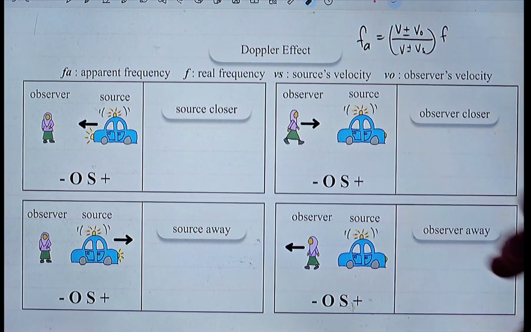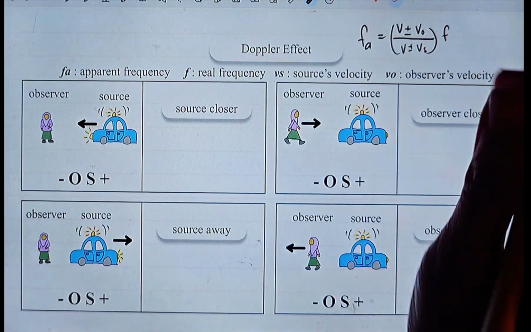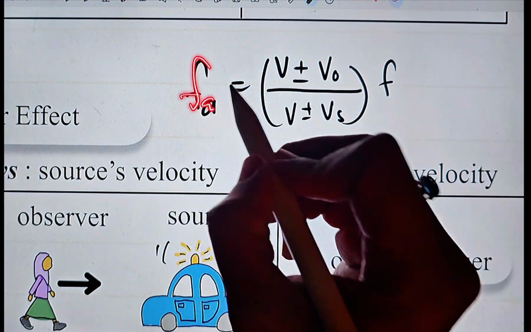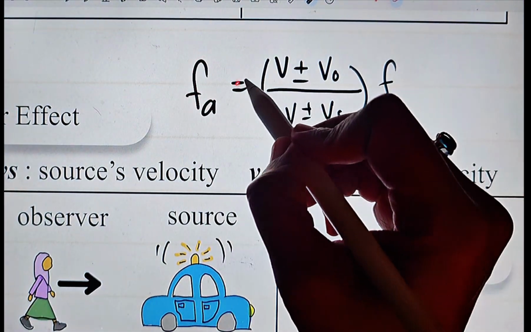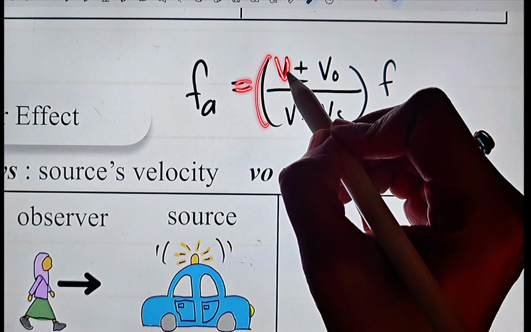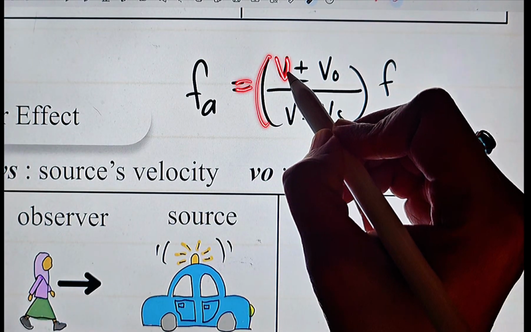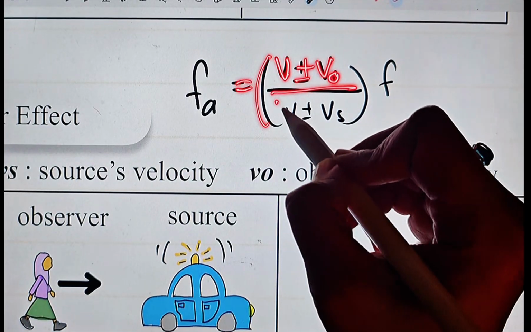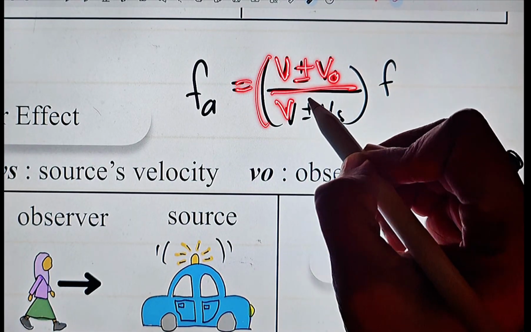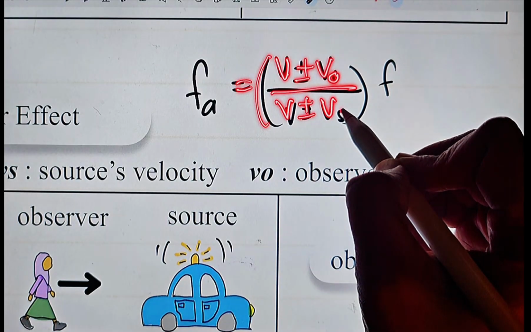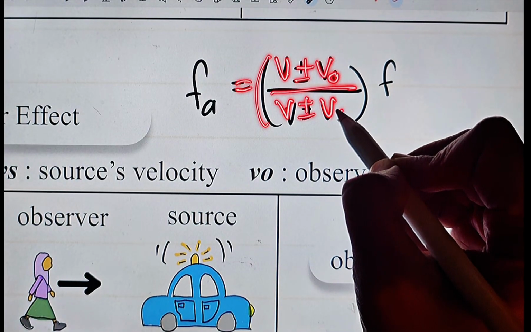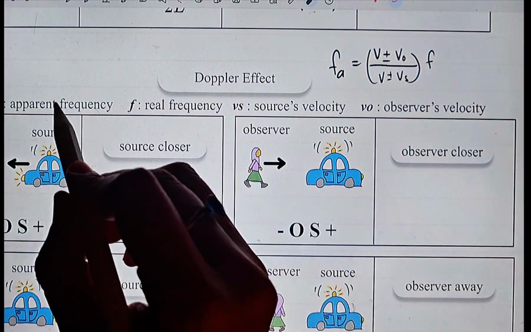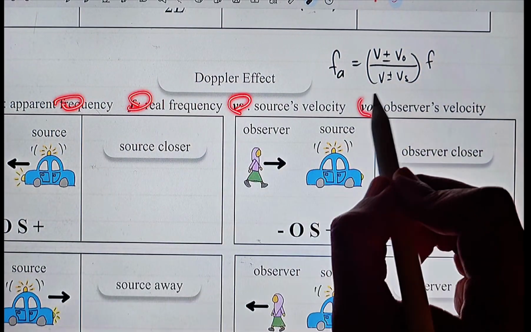In this video, we're going to learn about Doppler's effect. This is the basic equation where Fa, the apparent frequency, equals V, the actual speed of sound in the air, plus or minus the speed of the object, over the speed of sound in the air plus or minus the speed of the source, times the actual frequency. The definitions of all the symbols are here.